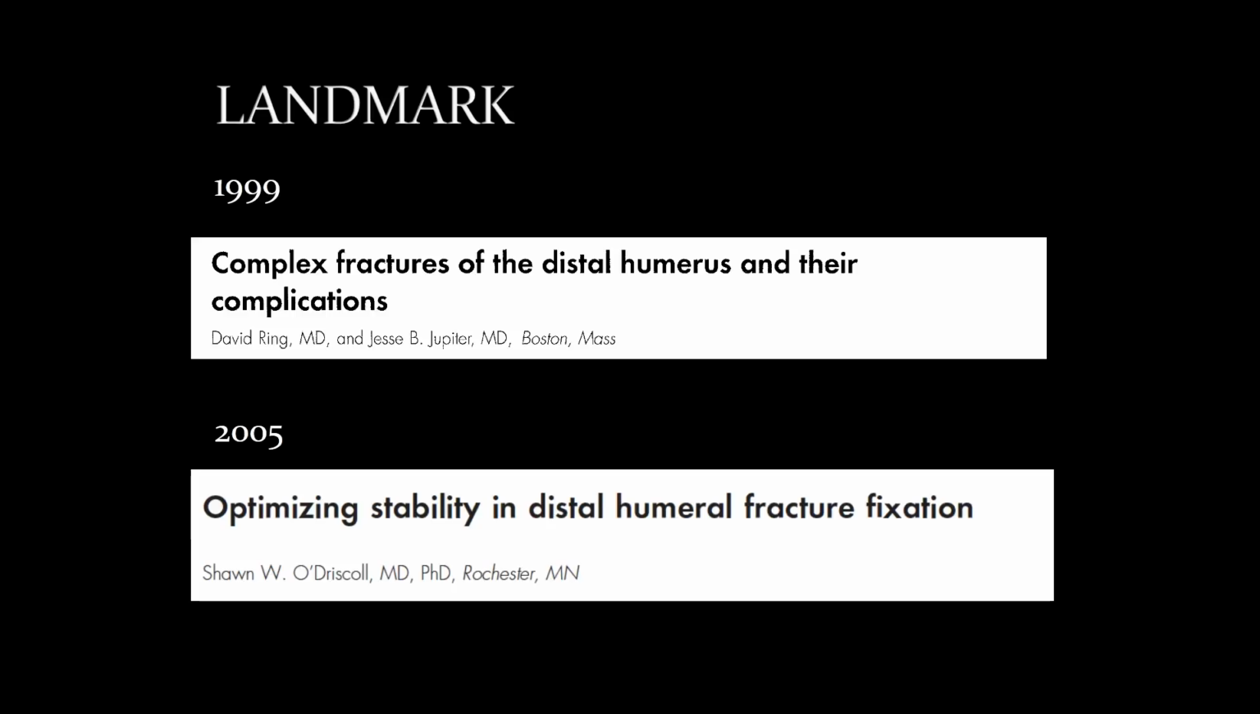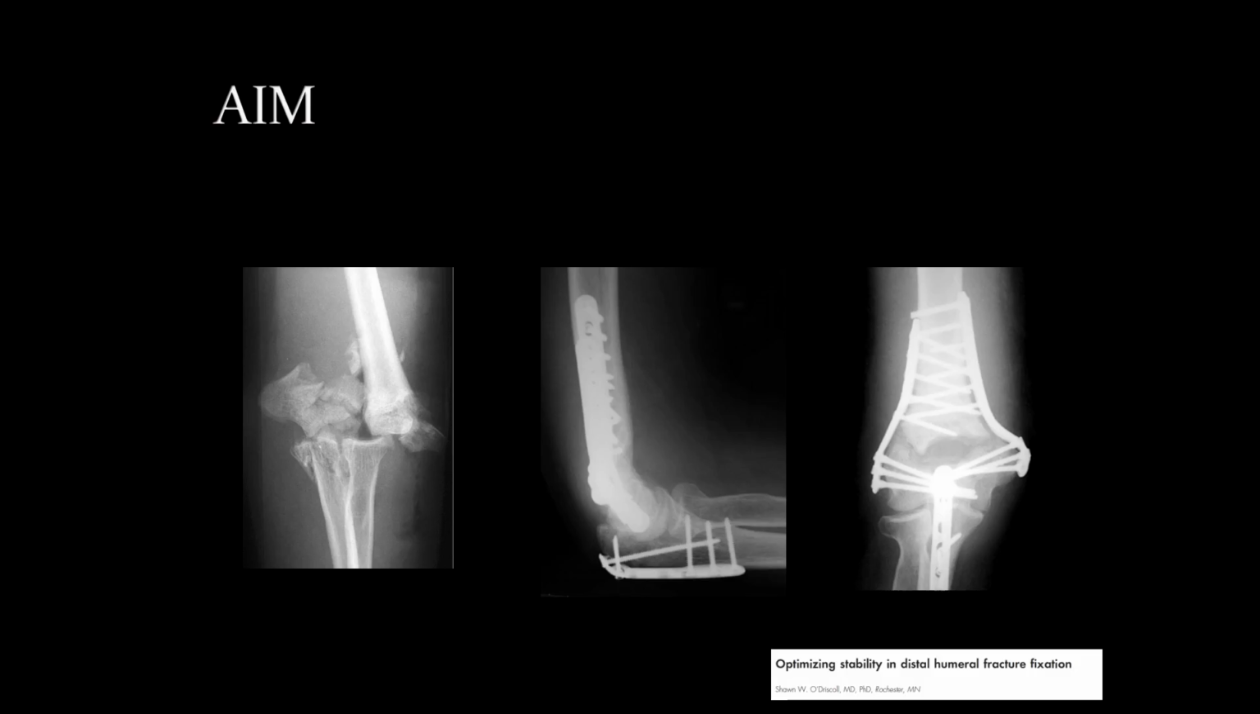I'd urge you all to look at these two papers and to read these two papers. These are two landmark studies which were done. The first was by David Ring and Jesse Jupiter in 1999, and the second is by Sean O'Driscoll in 2005. And these really, I think, define the treatment of these fractures. Our aim is to convert this fracture here to this fracture here without providing too many complications.